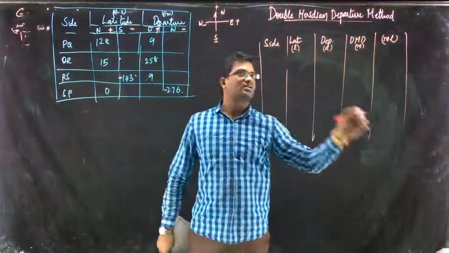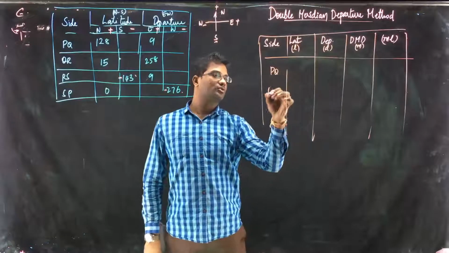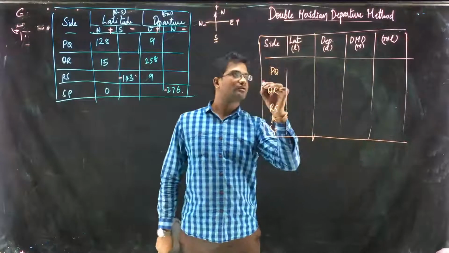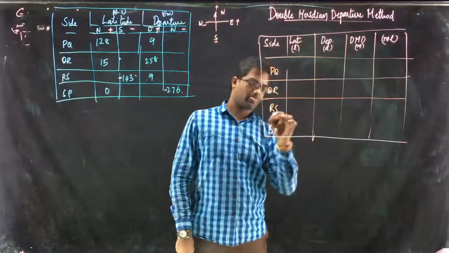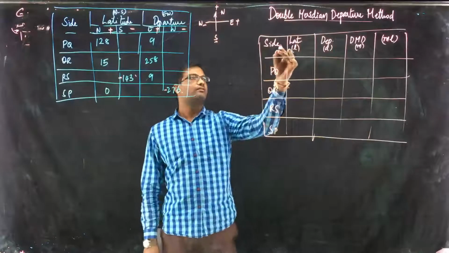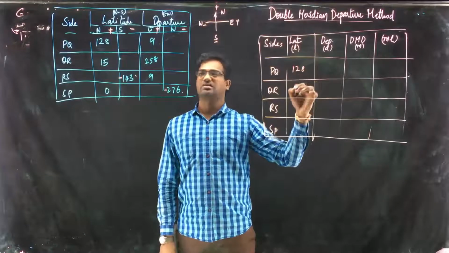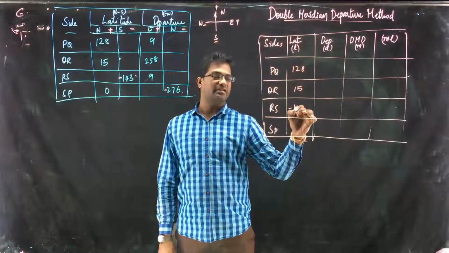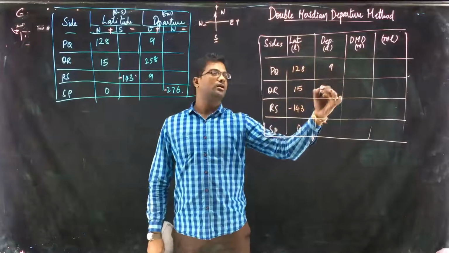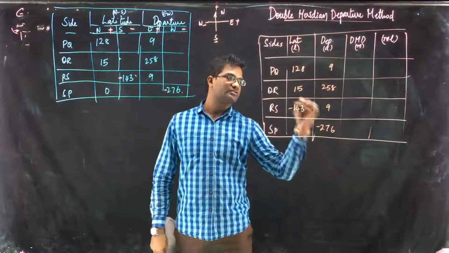Copy the first three columns from the given data. Now we have PQ, QR, RS and SP as my sides. Fine. Now after noting down the sides of the closed traverse, the latitudes are given to you. This is given as 148 and this is given as 15. RS is minus 143 and this is 0. And the departures are given as 9, 258, this is 9 and this is minus 276.